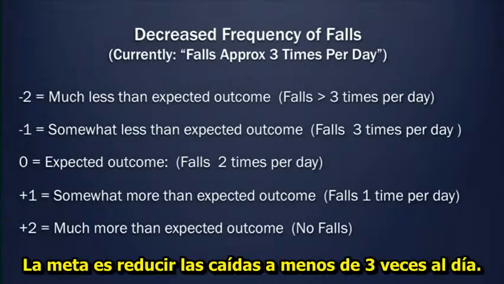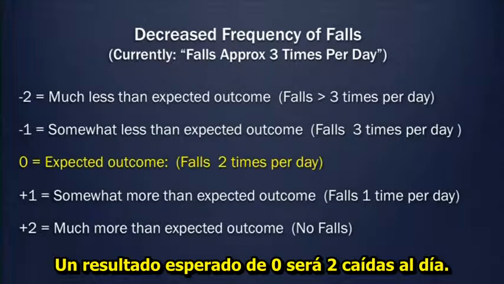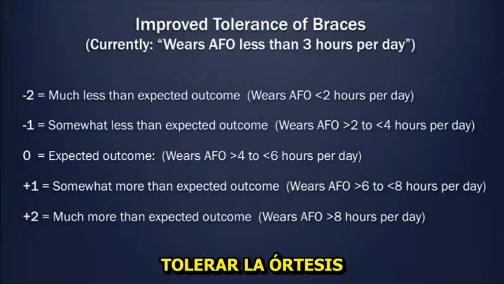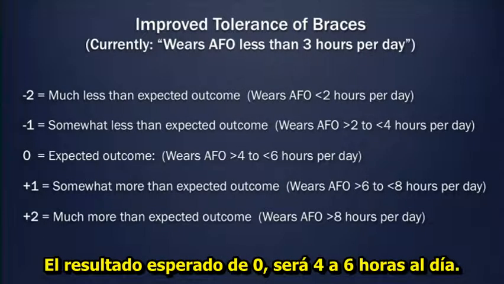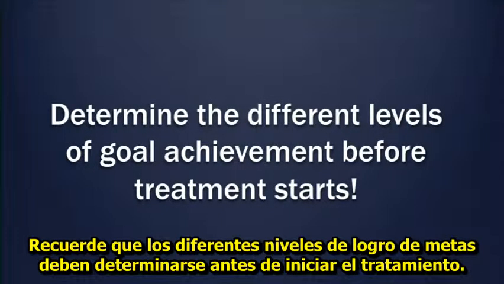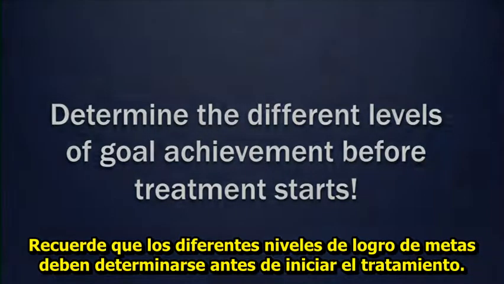Falling. The goal is to reduce falling less than 3 times a day. An expected outcome of 0 will be 2 times a day. If the child falls once a day, will be a +1, and if she doesn't fall at all, will be +2. Tolerating the brace. The expected outcome of 0 will be 4 to 6 hours a day. If the child can tolerate the brace 7 to 8 hours a day, will be a +1, and if she tolerates the brace more than 8 hours a day, is a +2. Remember, the different levels of goal achievement need to be determined before treatment starts.